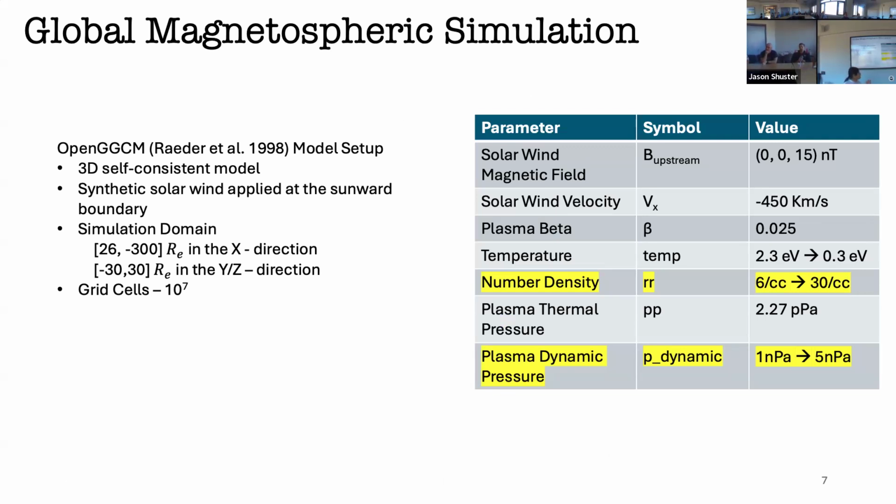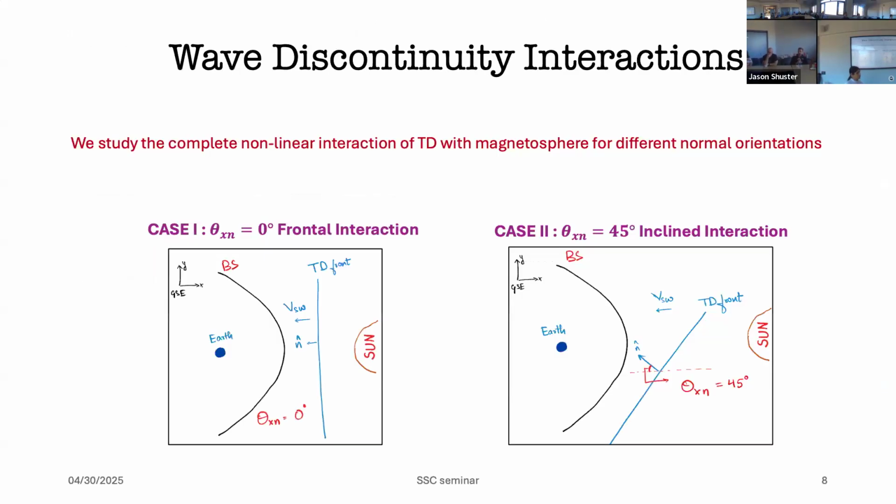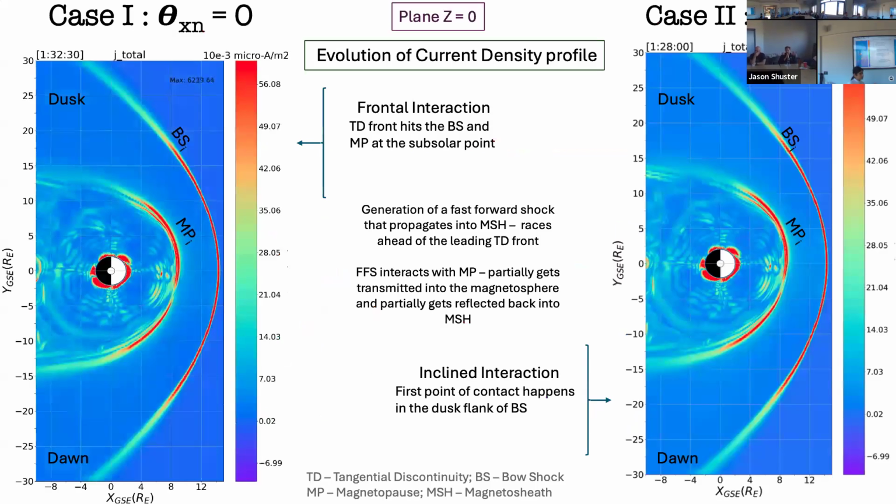It does occur, not infrequently. One would say this doesn't happen every now and then, but it does occur still. And because of that, the dynamic pressure drastically changes from 1 to 5 nanopascal. So we would be looking at two aspects. We will be comparing two cases, the frontal interaction and the inclined interaction, that is, whether the normal of the discontinuity is along the Sun-Earth line or it is inclined.